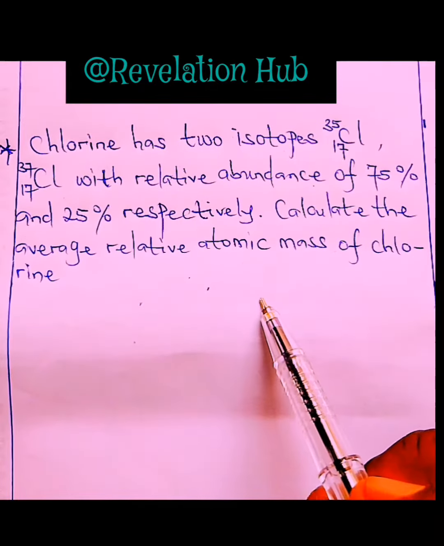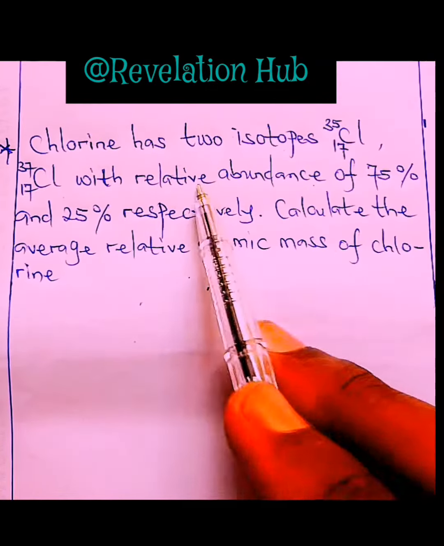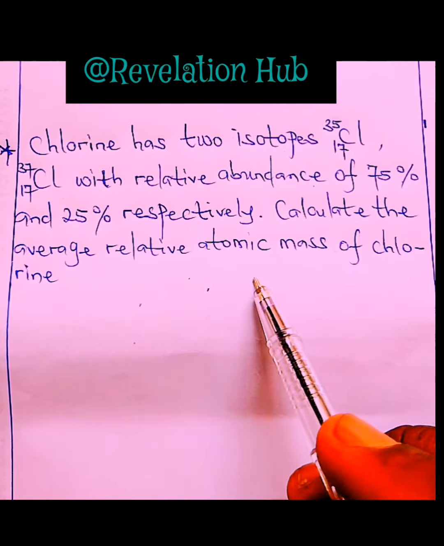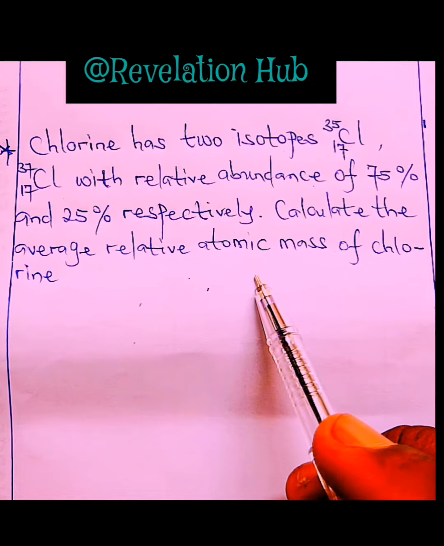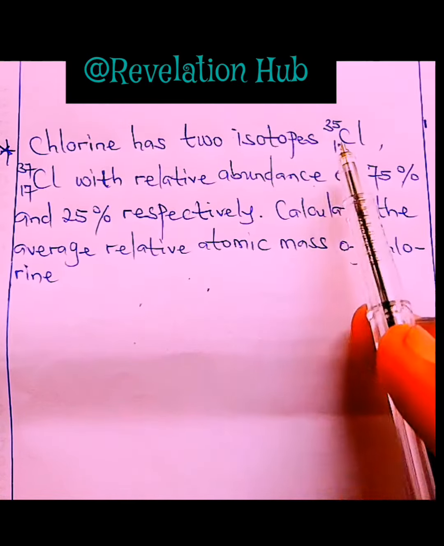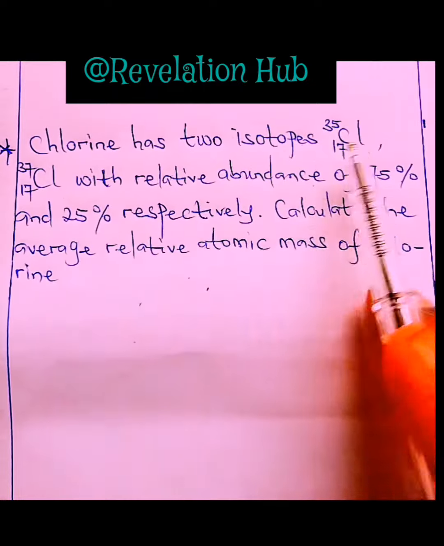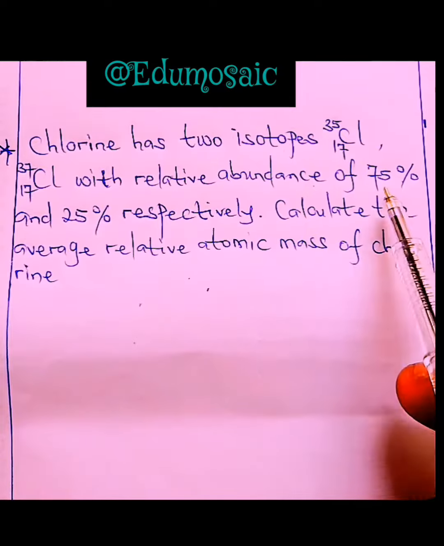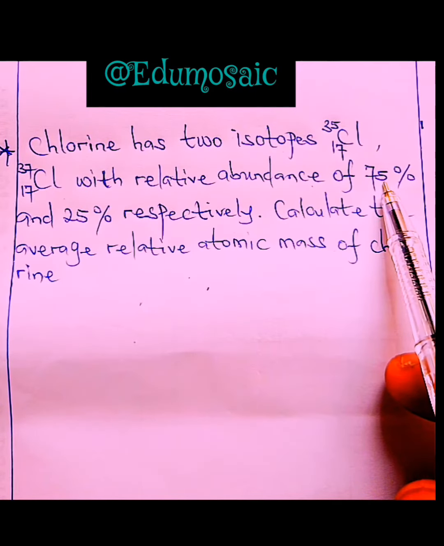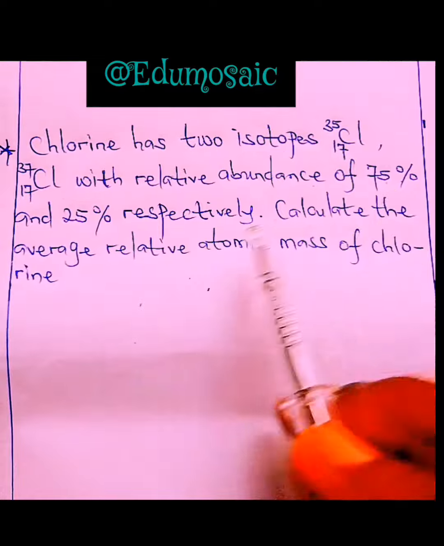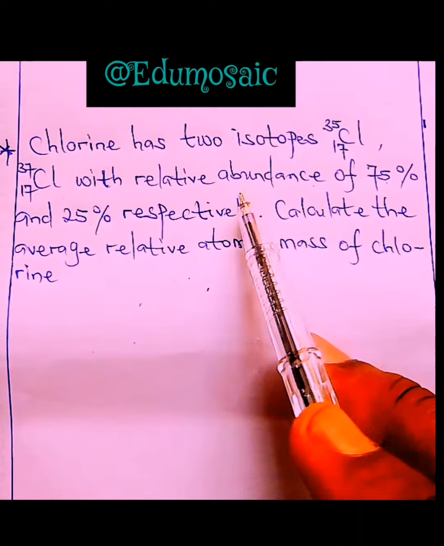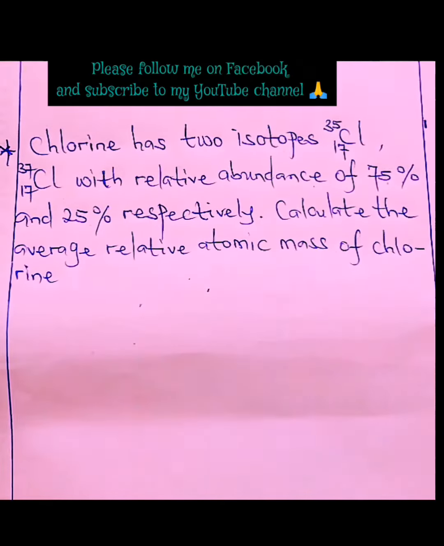Now don't forget, in our previous lesson we were made to understand that when we talk about relative abundance, we're talking about the rate or the proportion of the existence of a given atom of a given element in nature. So for the fact that we have two atoms of this element, we're talking about the same element, chlorine. But for chlorine 35, we have more chlorine 35 in nature. We have 75% of chlorine 35, a lot of chlorine 35 in nature, compared to chlorine 37, which is just 25%. That's what we call relative abundance. Relative abundance is simply how much of a given atom of an element we have in nature.